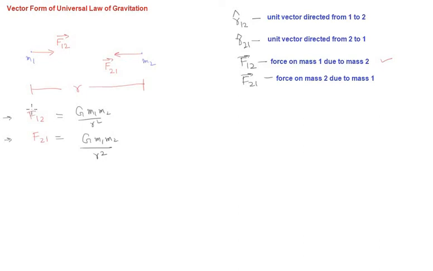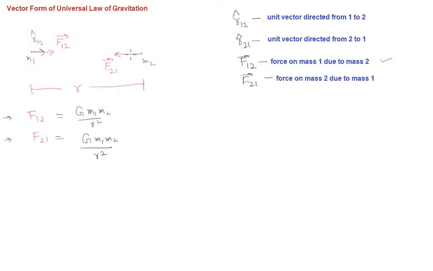So somehow we have to plug the information of direction into this equation. For that we use a special vector. Which vector gives direction? Unit vector, right? So let us define a unit vector like this. Let us call this r12 cap. It's a unit vector from m1 to m2, pointing from m1 to m2.